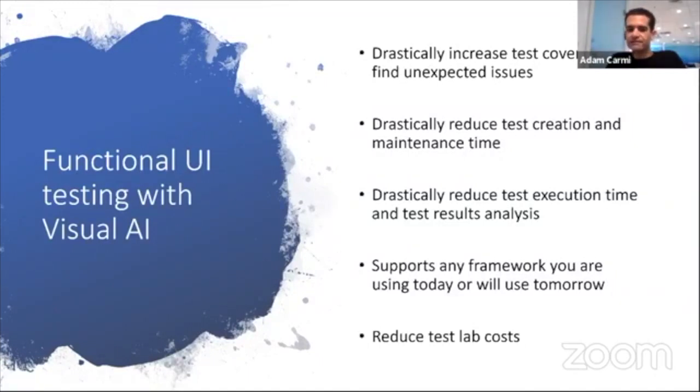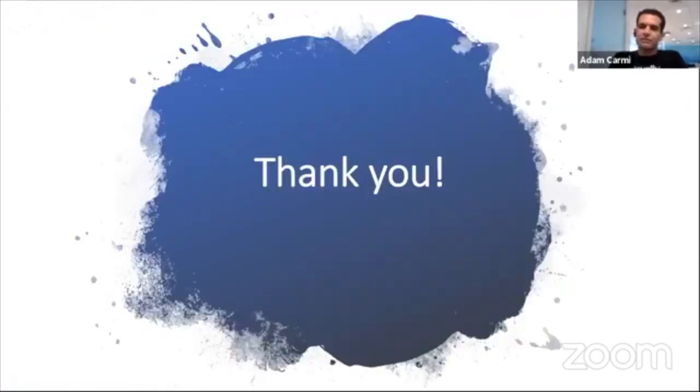You drastically reduce test execution time and test result analysis by using the ultrafast grid and the visual dashboard that we have. With Applitools, you can support any framework that you're using today and will use in the future, and it will simplify the transition between those technologies. And because the ultrafast grid is so efficient in the way that it works, it also costs us less to operate, which means that you can cut a lot in the cost it takes you to operate the test lab. So with this, I conclude the session, and I will be happy to answer any question that you may have.